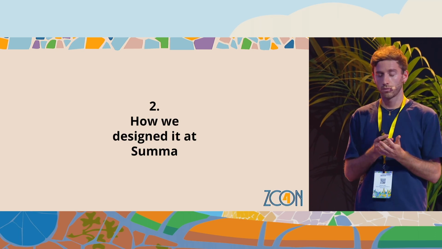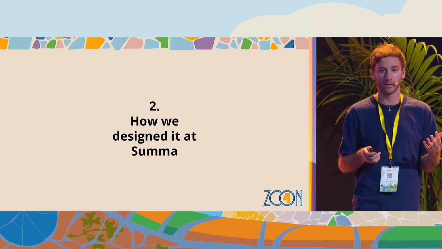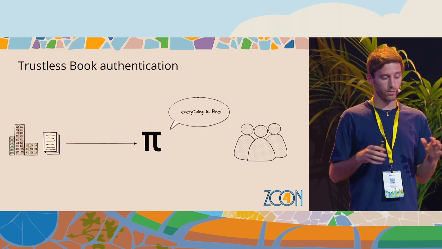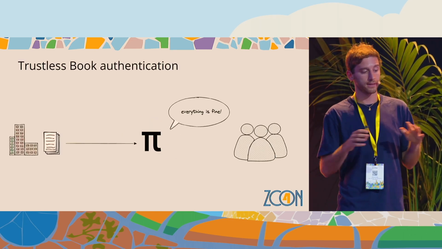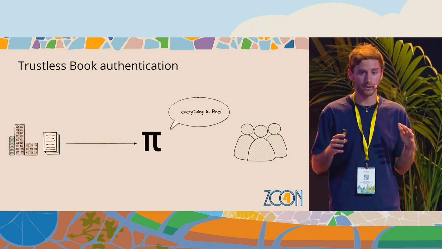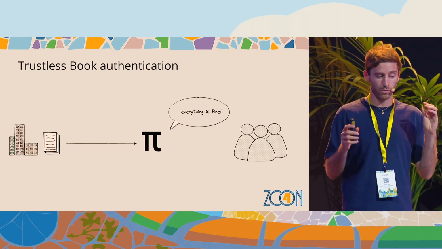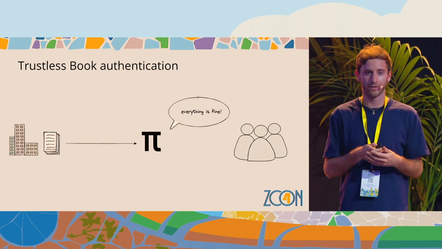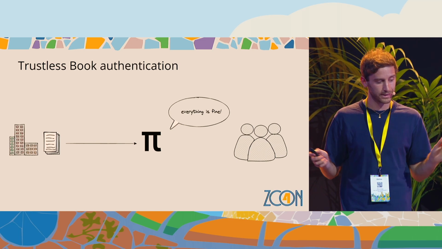Now we're going to go deeper into the technical part, into how we design it at Summa. What we want to achieve is this thing. It's basically the same as before, but in the middle, rather than an auditor, we have a proof, an entity that will tell the public that everything is fine, that the exchange is solvent.